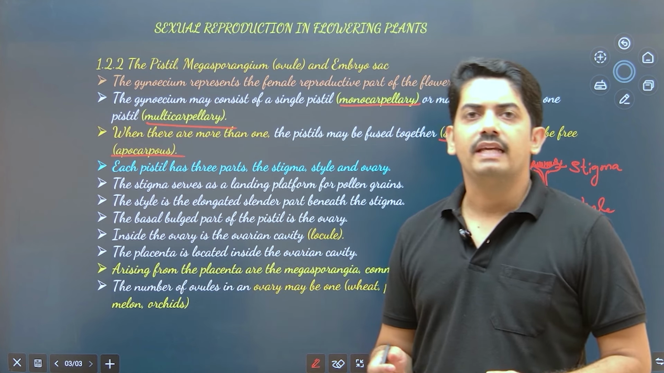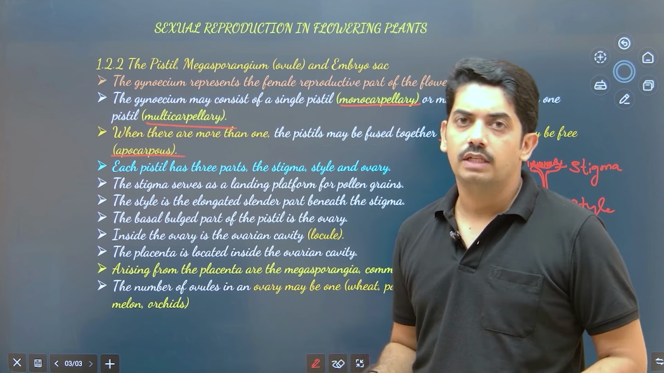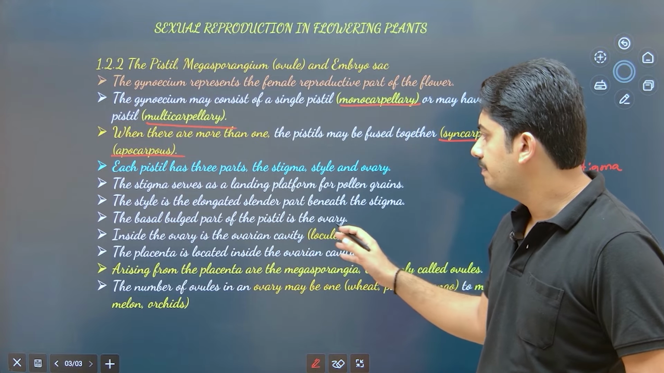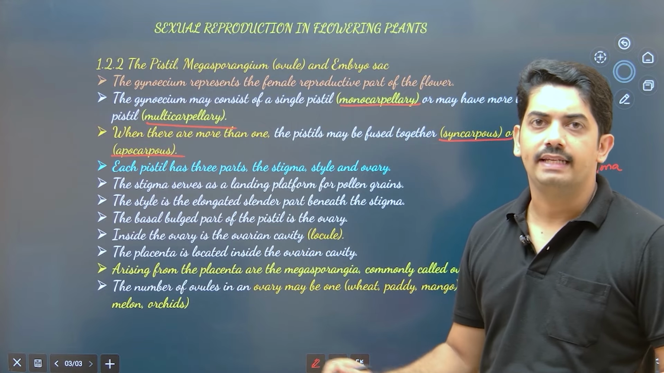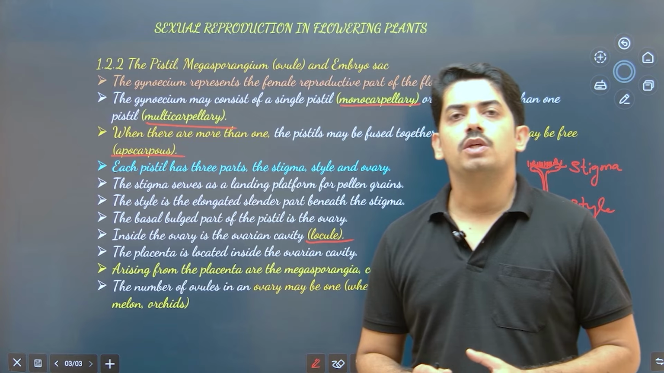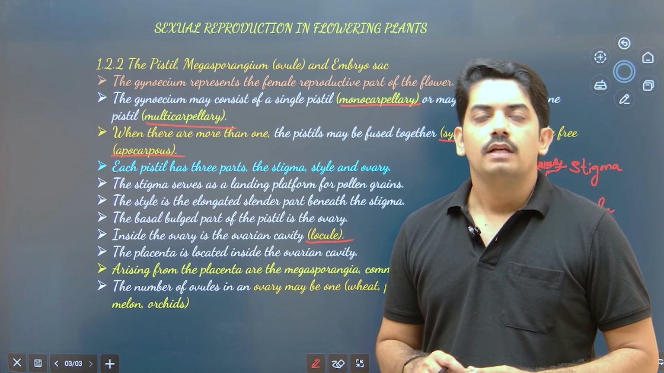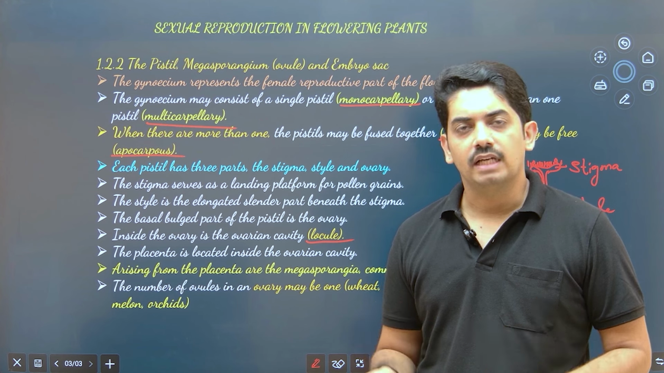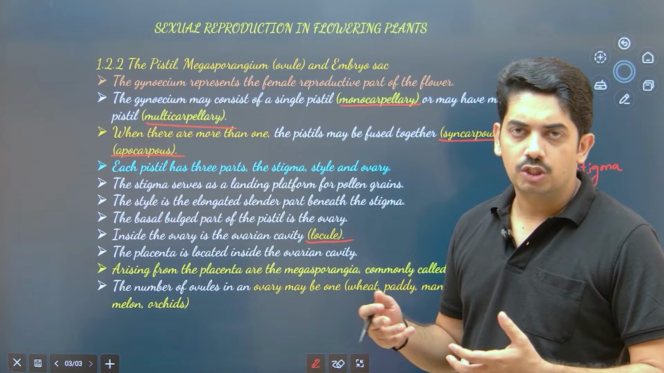The style length will vary from flower to flower, okay? It is not the same. In some flowers the style is very long, in some flowers the style is very short. The basal bulged part of the pistil is the ovary. Inside the ovary is the ovarian cavity, that we call the locule. See, this locule, sometimes it is one, then we use the term unilocular condition. If it is 2, then we use the term bilocular condition, trilocular, pentalocular. So the number of locules will vary from flower to flower.